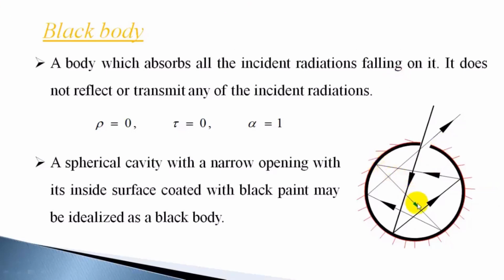Again, after repeated reflections on this surface, before leaving the spherical cavity, most part of the radiation will be absorbed, and only a small portion of the incoming radiation will be leaving the spherical cavity. So this spherical cavity can be idealized as a black surface.